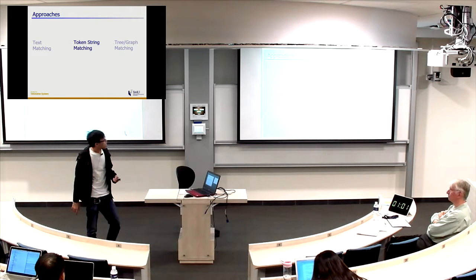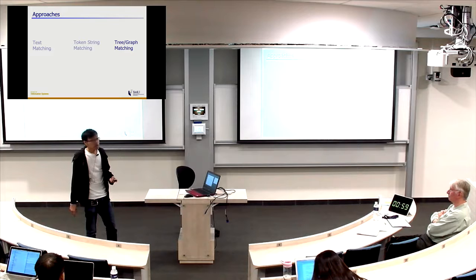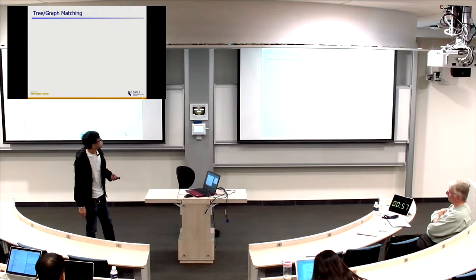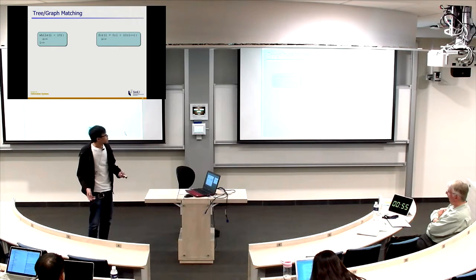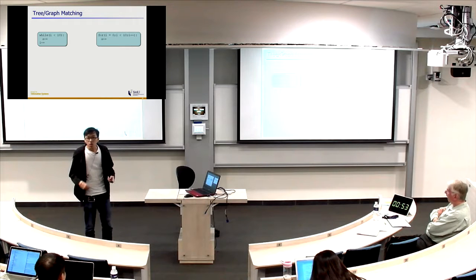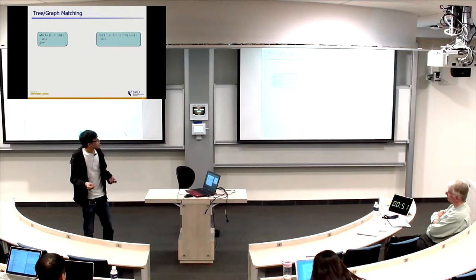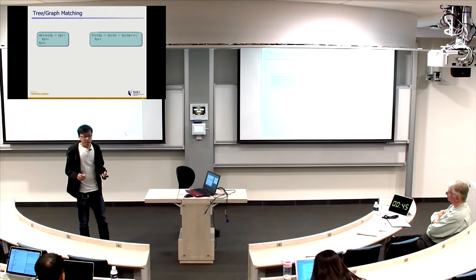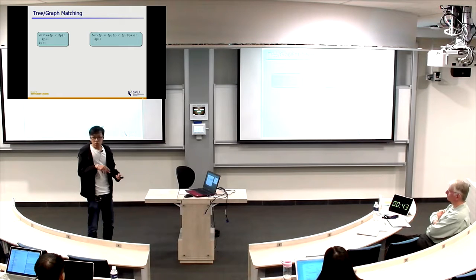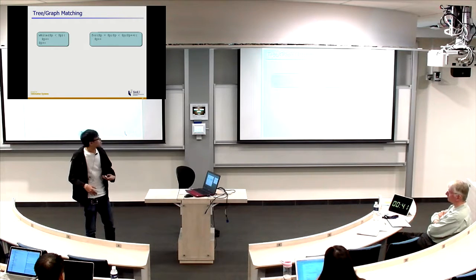We move to the last one, which is tree or graph matching. Suppose that we have two examples like this. If we use the token string matching, we tokenize everything. Then, if we match these two things, it will result in non-clone. So there's a problem with token string matching.